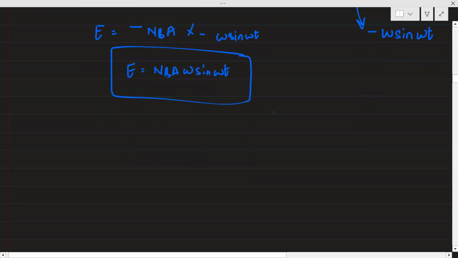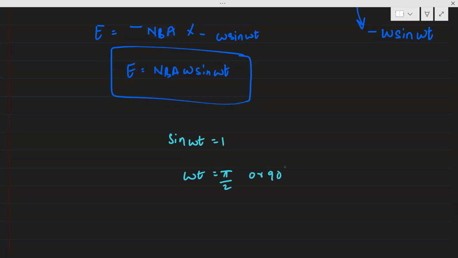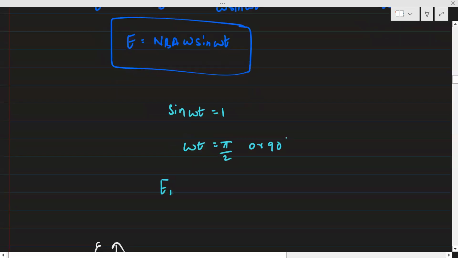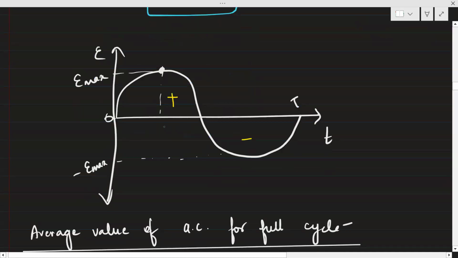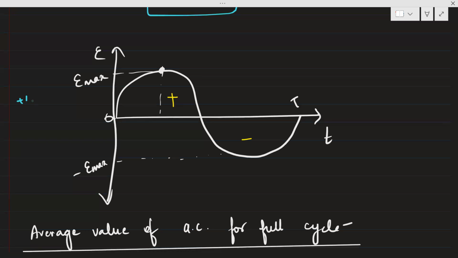That's the EMF. Now see, class, if I have to take its maximum value, I put the value of sine omega t as 1, which means omega t will be pi by 2, or 90 degrees. So we will have the maximum value, which is NBA omega. Now this is variable. EMF is also variable, just like the current. The maximum value that we get will be plus NBA omega, and the negative one will be minus NBA omega.